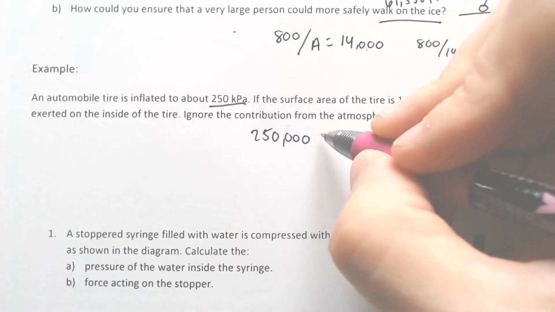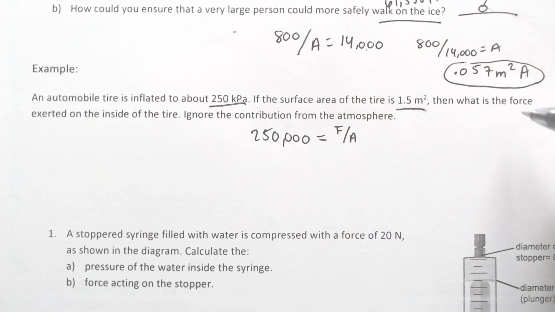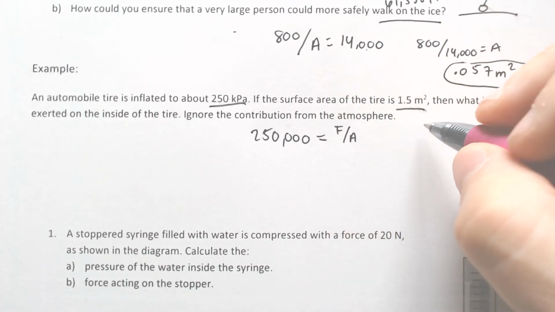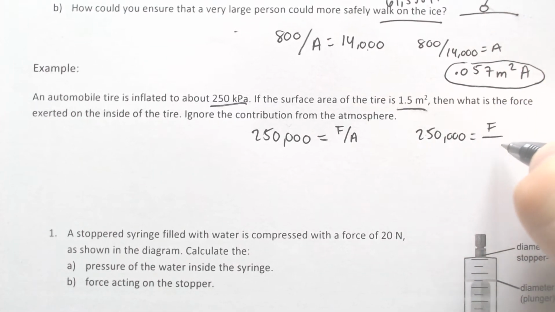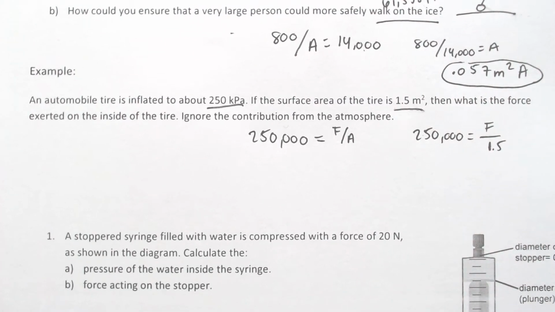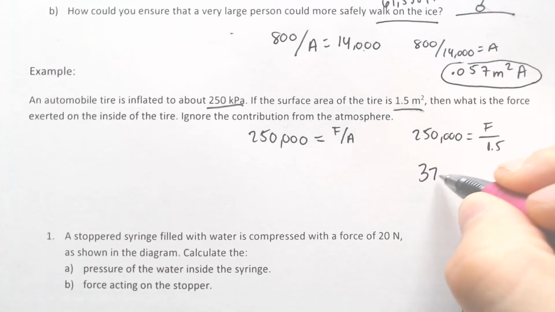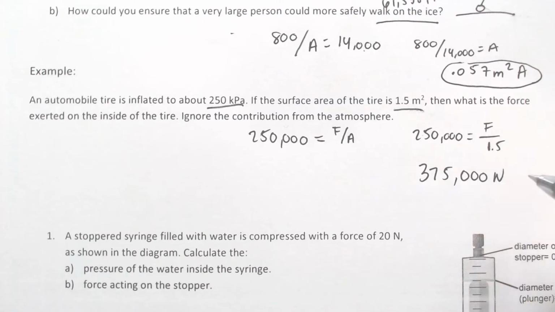This is as simple as it gets. Pressure is equal to force divided by area. So we just plug in our area as well. 250,000 would equal force divided by 1.5. Multiply by 1.5, and you get 375,000 newtons of force.